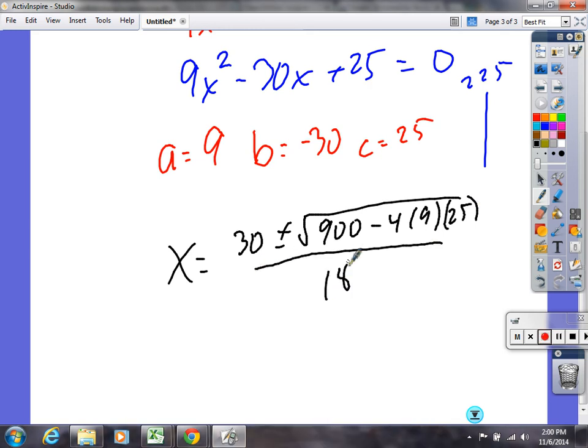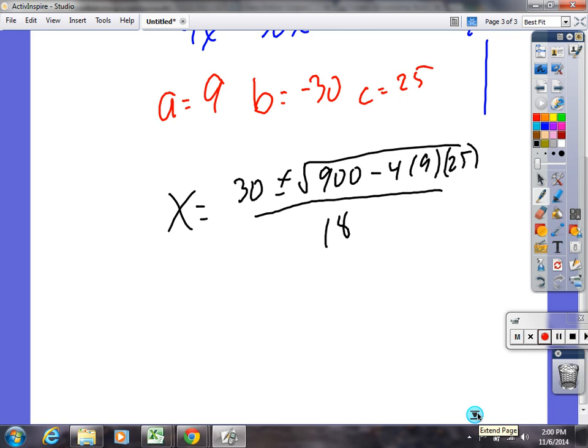All over 18. So 2 times A, and our A value is 9. It's going to be 900. So yes, like we just said, this value is 900, right? So what does that come out to be? So now I'm at 30 plus or minus square root of 0, 4 times 9 times 25, all over 18.